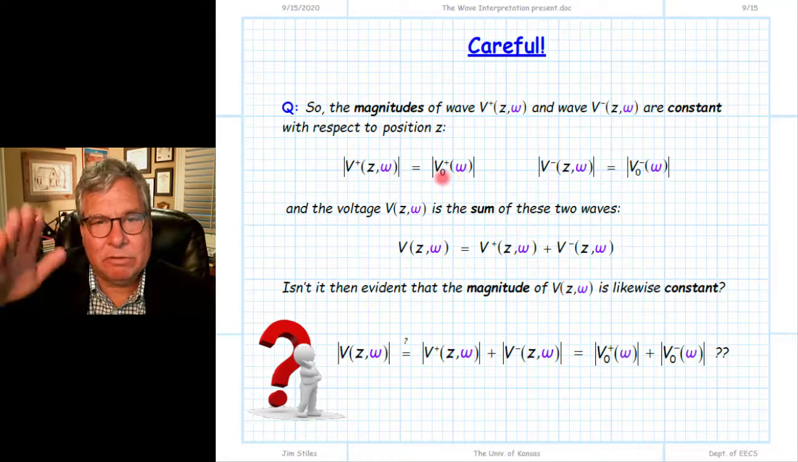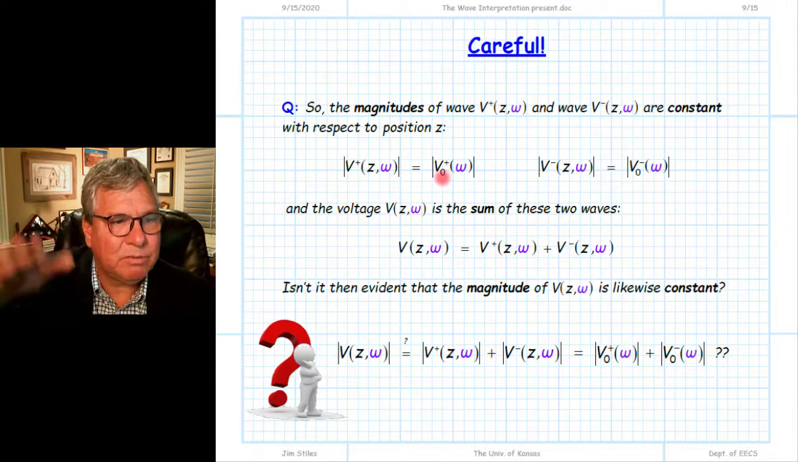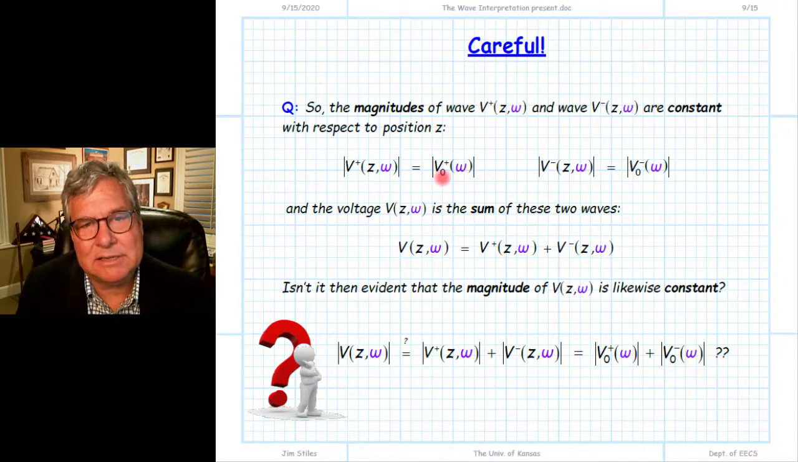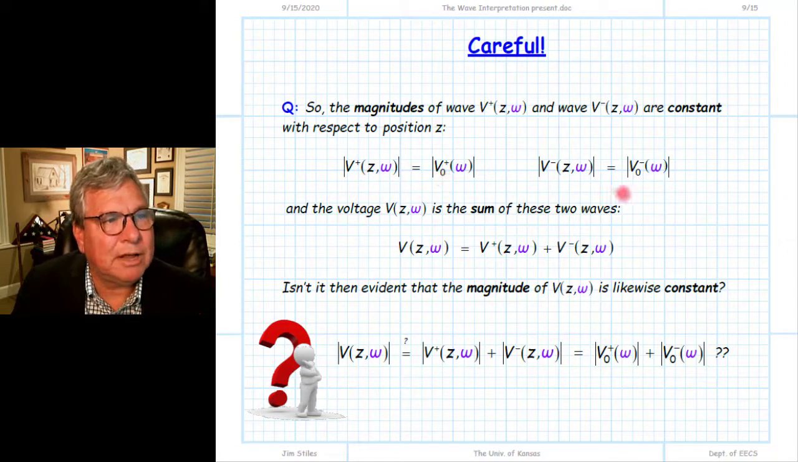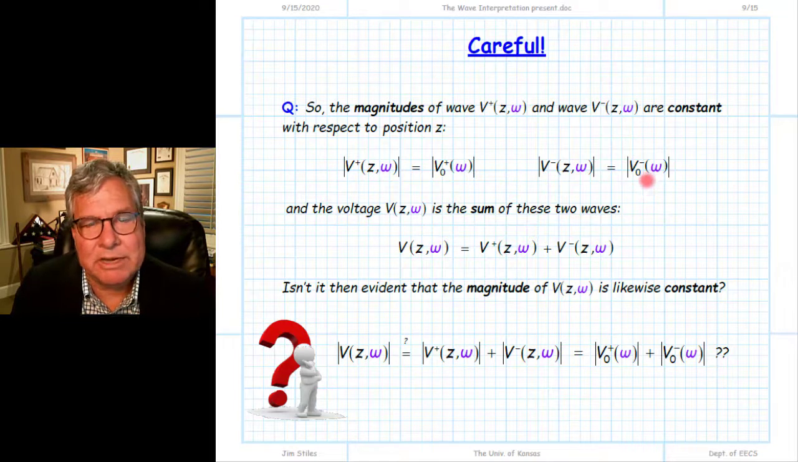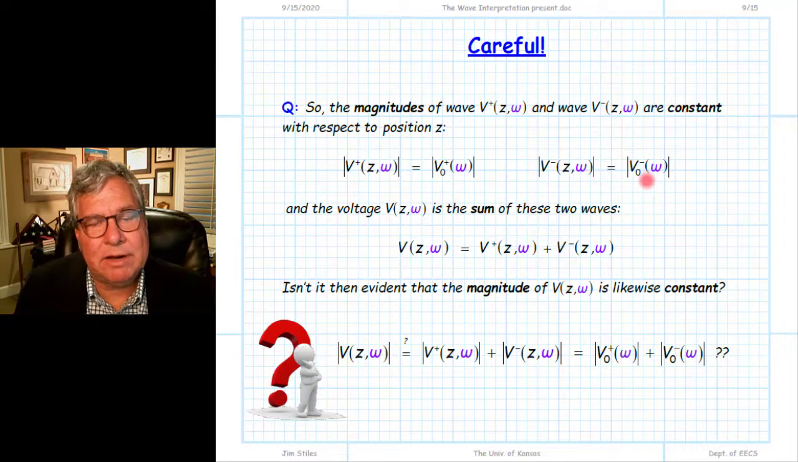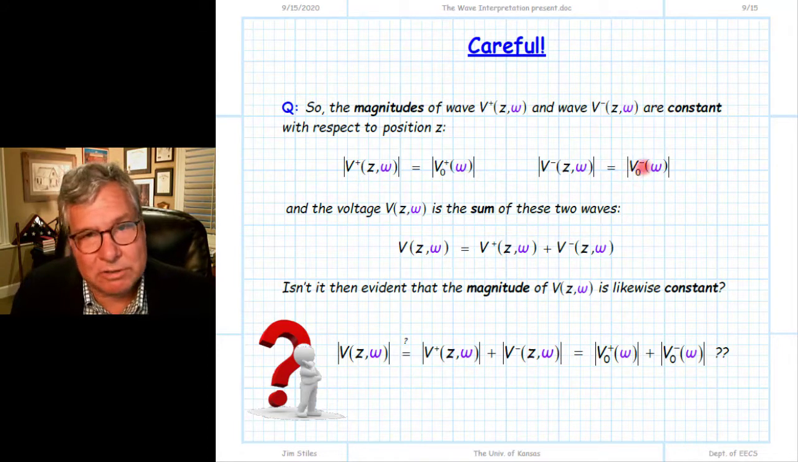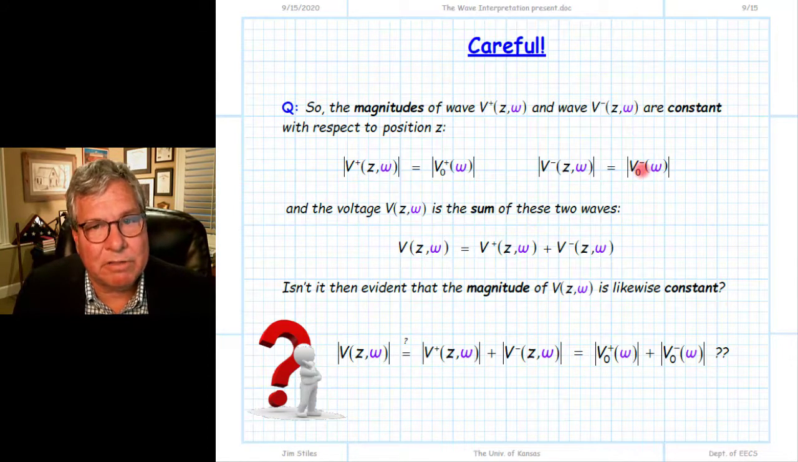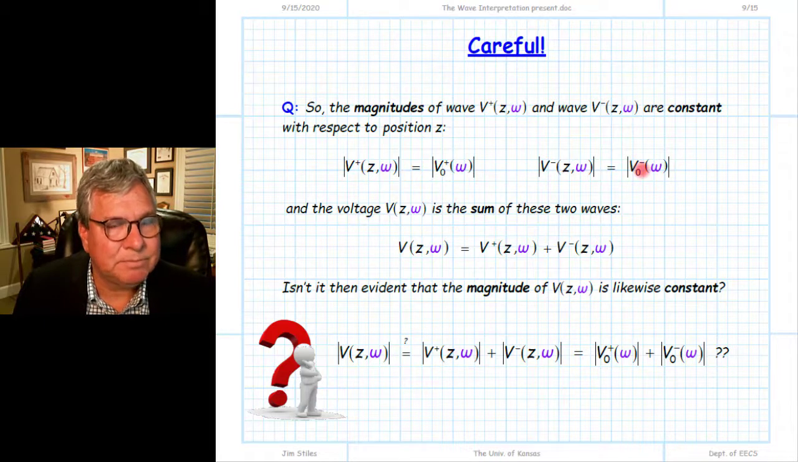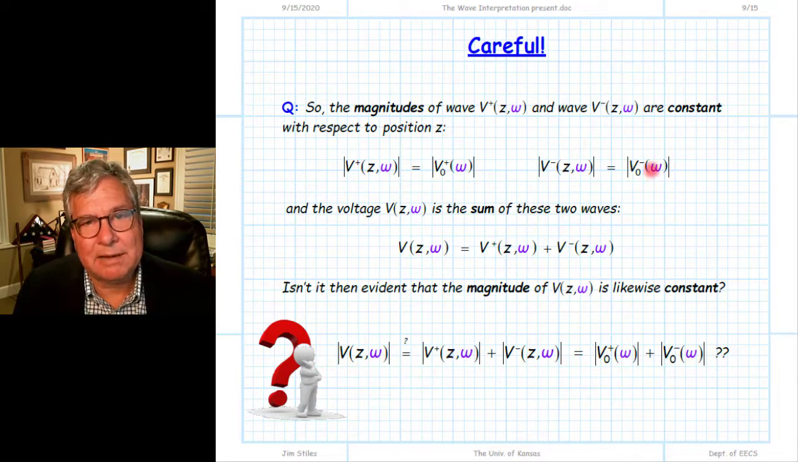In other words, the magnitude of oscillation of the plus wave voltage is precisely the same at every location on the transmission line. The same is true likewise for the minus wave voltage. It too has a magnitude that is constant, the same on every place on the transmission line. Note, however, the plus wave voltage and the minus wave voltage are generally speaking far different from each other, but they're both constants.